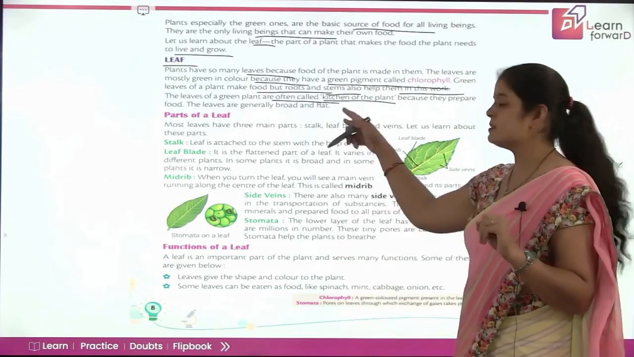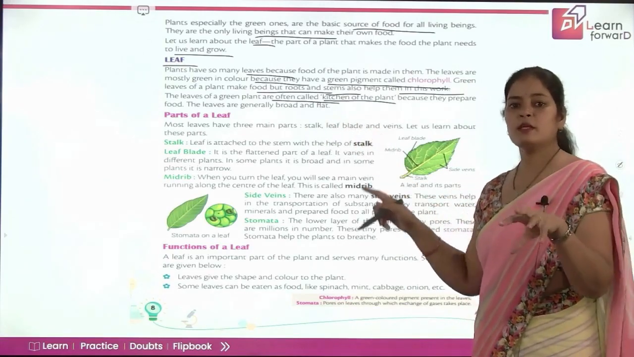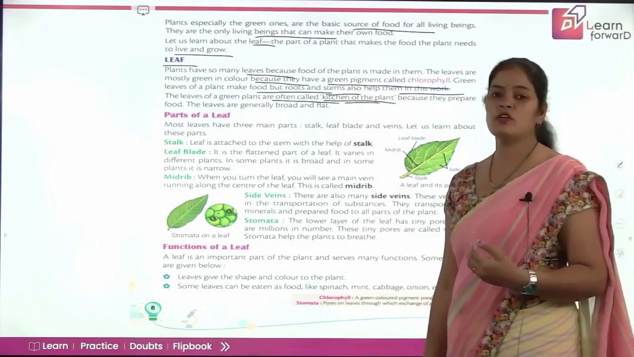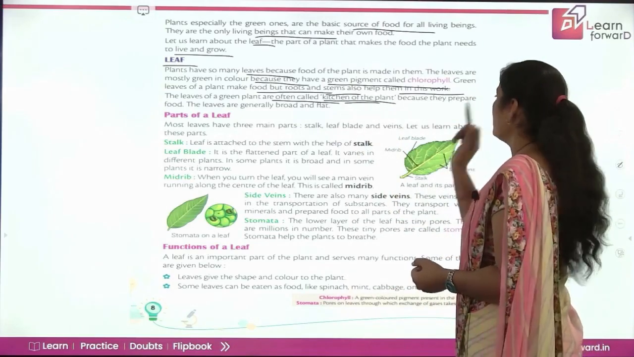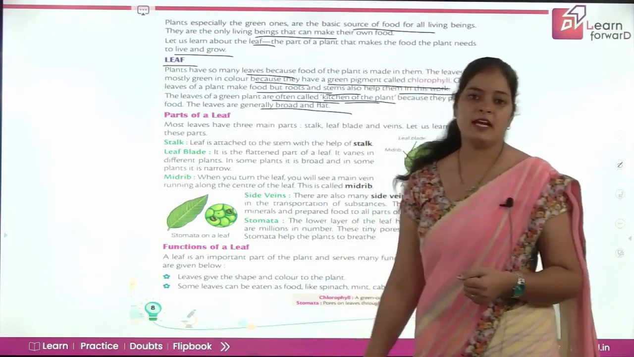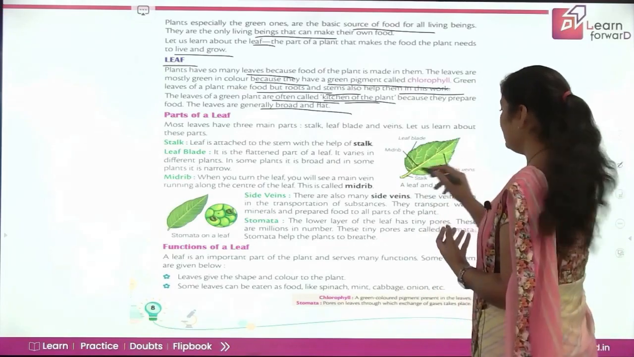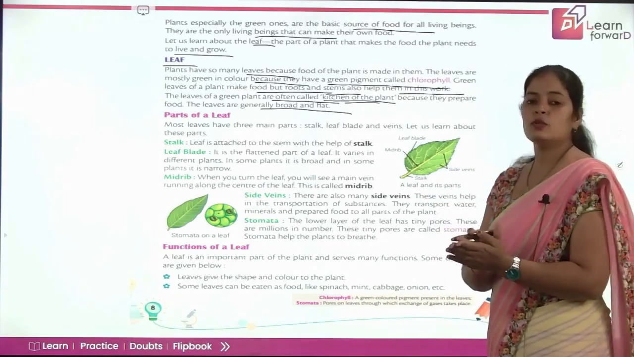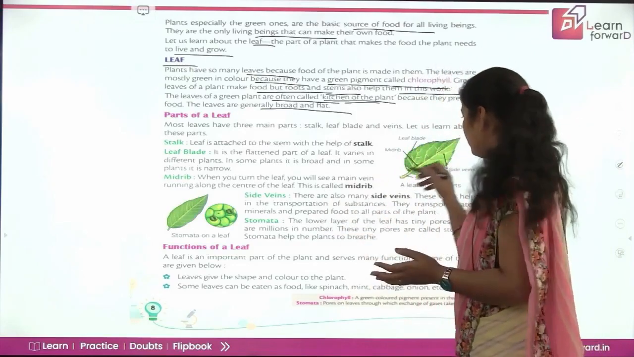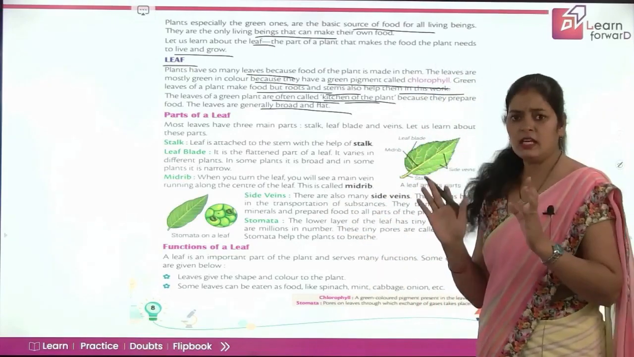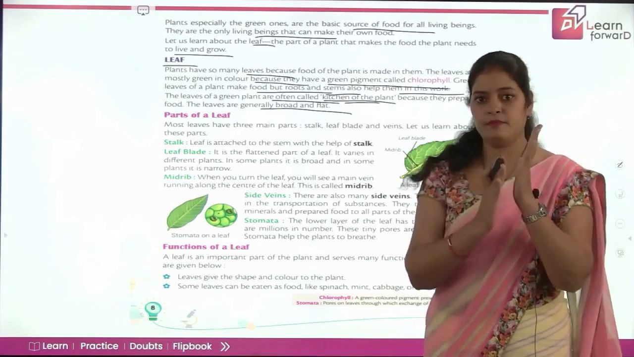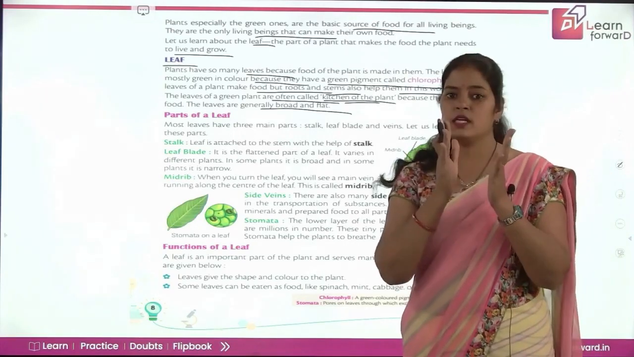So same happens in the plants. Leaves are the place where food is being prepared. That is why it is called the kitchen of the plant, because they prepare food. The leaves are generally broad and flat, so that everything can go there easily with the help of these mid veins and side veins. And why are they broad? Because the surface area matters for how much food is prepared.